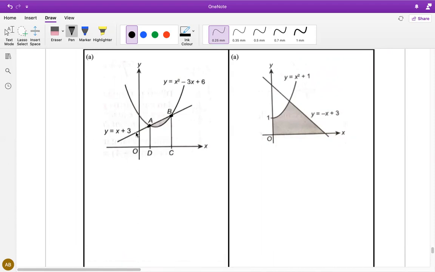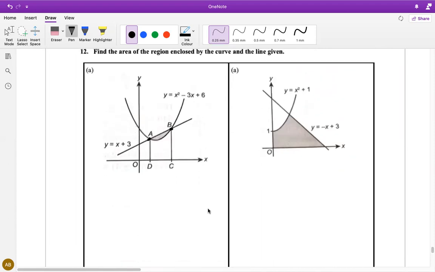The difficult part here is to find the intersection points A and B. So here is the straight line minus the curve, right? If we call them y1 and y2, then the area from c to d is the integral of y1 minus y2 dx. Before that, we want to find the coordinates of A and B.